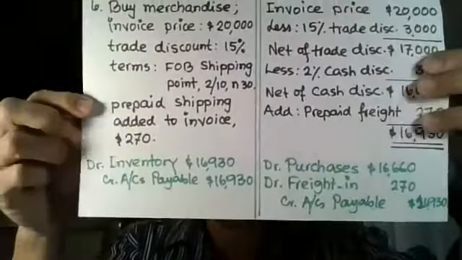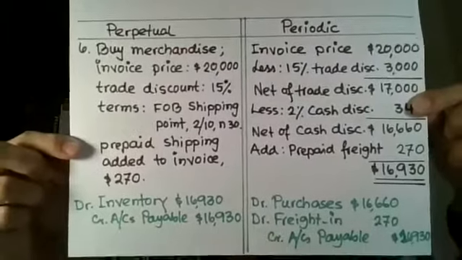On a periodic, don't load freight into inventory or into purchases. Purchases is treated like a nominal account, as I said before, as an expense. Purchases is an expense, and freight in is another expense. We haven't paid for either, so the total amount is accounts payable. All right. So that's my transaction number 6.